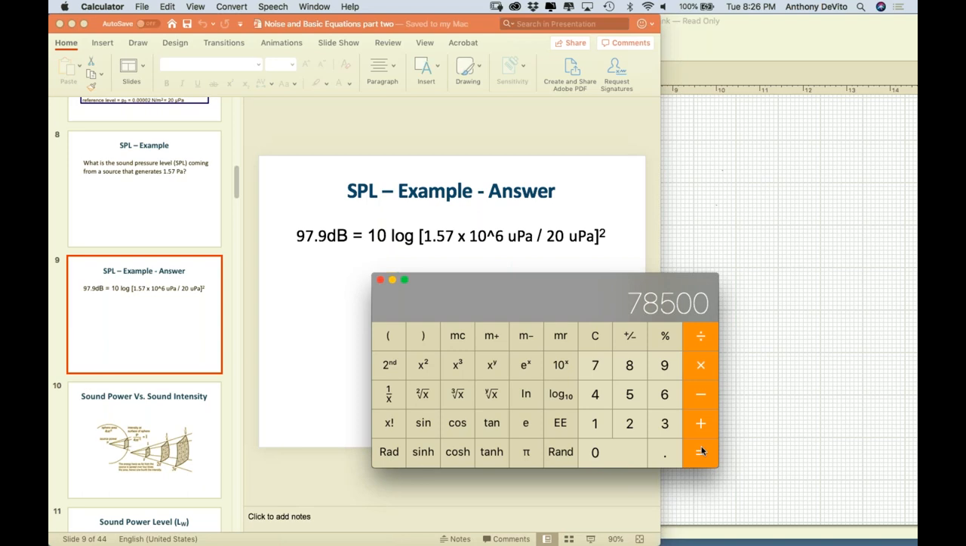Is equal to 78,500. I'm going to square that. X squared. So that's my ratio squared. That's everything that's in this part that I'm going to find the logarithm of. And now to find the logarithm, I have my scientific calculator. I have an option for finding the logarithm of a number. I click on that. It tells me the logarithm of that number is 9.79. So this whole logarithm resolves out to 9.79 times 10 is 97.9.